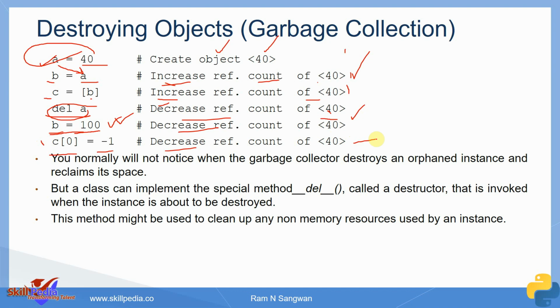But a class can implement the special method which is __del__, called a destructor. The way we have a constructor, we have a destructor also. That is invoked when the instance is about to be destroyed automatically. You can call it manually also. In C++, we call these destructors manually. This method might be used to clean up any non-memory resource used by an instance.